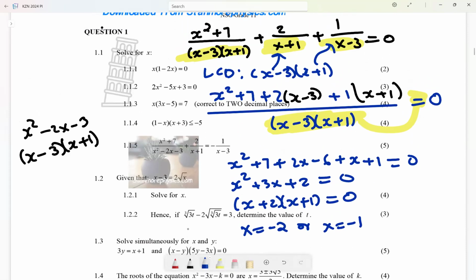So this is basically what was required from you. First thing first, you find the common LCD. Then you multiply the ones that do not have any of the LCD with what is short. For instance, this one, can you see it has only x plus 1? So it means you have to multiply by x minus 3. This one only has x minus 3. So it means you multiply by x plus 1.